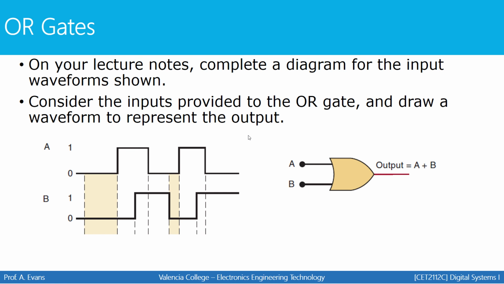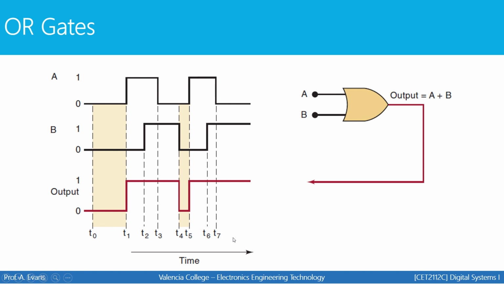All right, so now let's take a look at the solution to this waveform. So here's what the output would look like. It's shown here in red. Notice that whenever A and B are both low, the output is also low. And anytime that either A or B is high, the output is high.